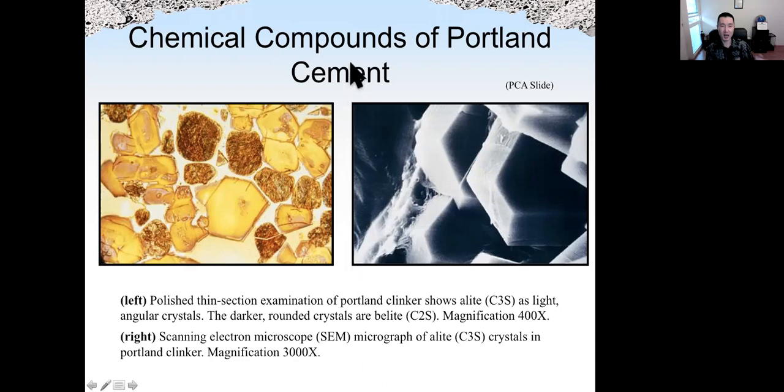The picture on the right shows a scanning electron microscope image, or SEM. In the later part of this class, we're going to talk about SEM, XRD, and these technologies to study materials. So using SEM, we can see a magnified picture. This is 3,000 times magnification of C3S. So these are crystals.